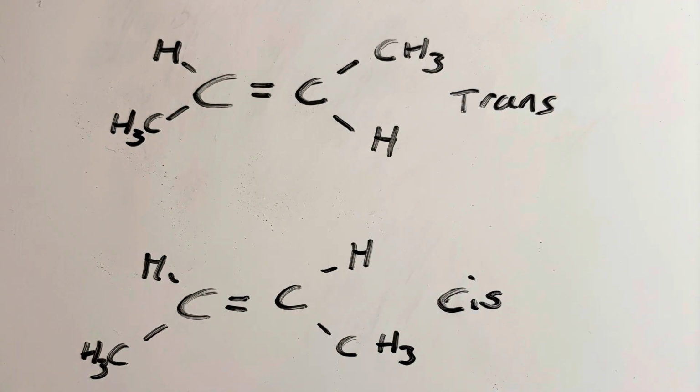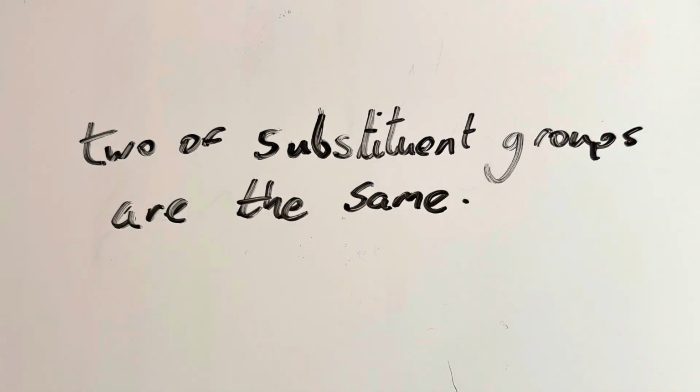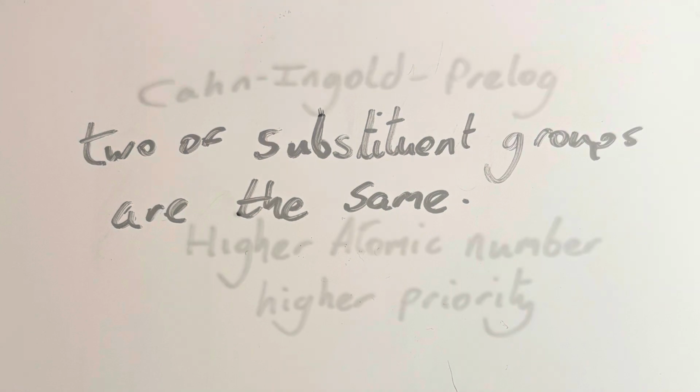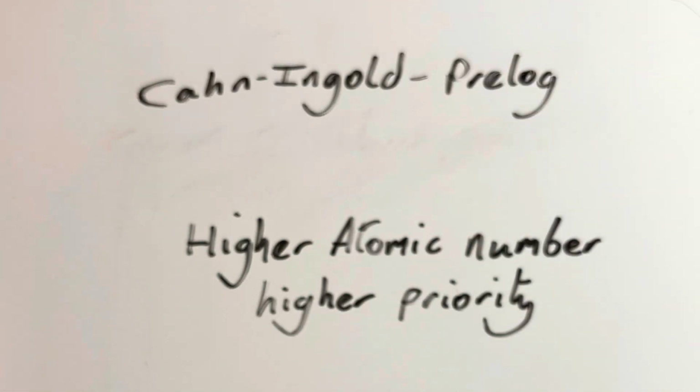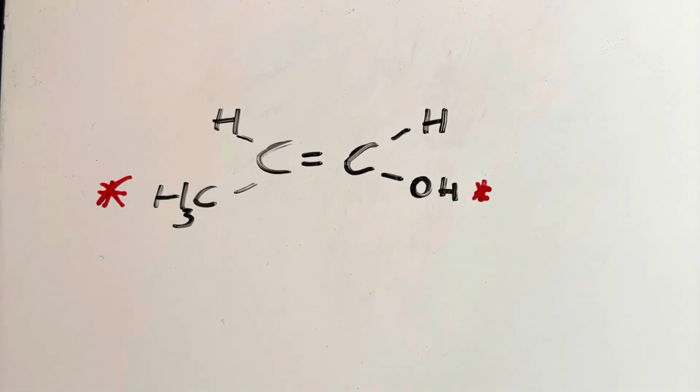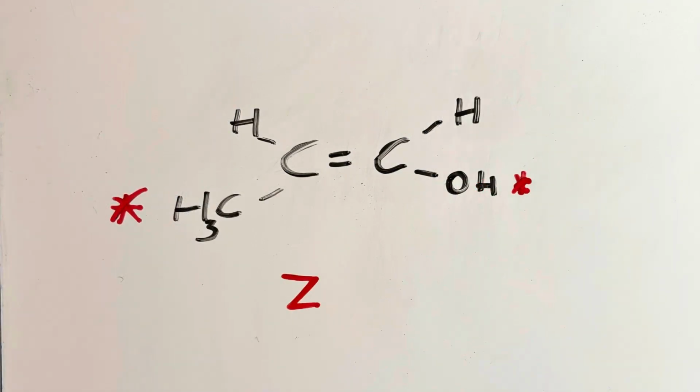Now, we can also call them trans and cis isomers, but this isn't always the case. It's only the case when 2 of the substituent groups are the same. Now, when the groups aren't the same, we use something called the Cahn-Ingold-Prelog principles, and this states that the higher the atomic number of a group, the higher the priority it is. So in this example, carbon has a higher atomic number than hydrogen, and oxygen has a higher atomic number than hydrogen, and so we call it a Z isomer.